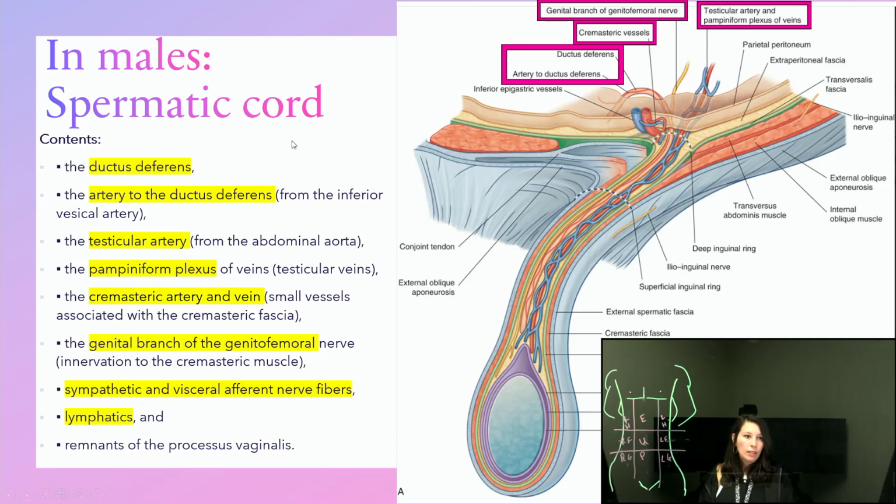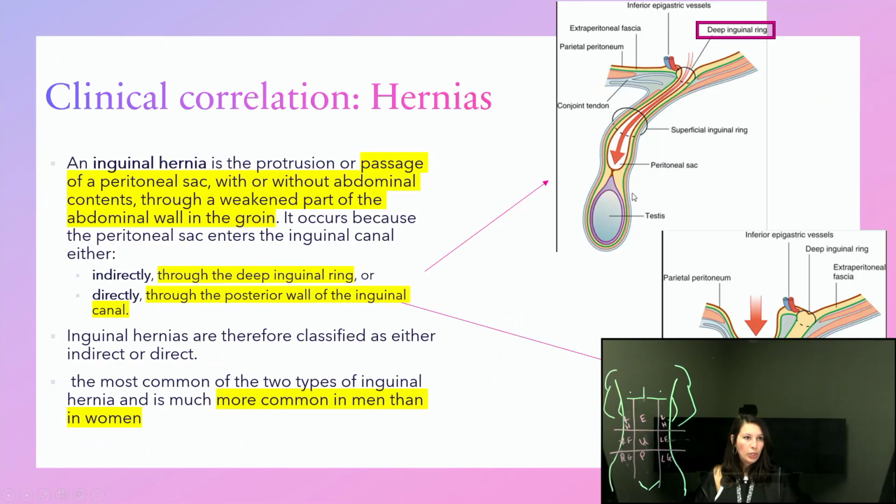In males, here I have included the spermatic cord details. Some of the things that you're going to see in the spermatic cord include the ductus deferens, testicular artery, the pampiniform plexus of veins, super important, cremasteric artery and vein, the genital branch of the genitofemoral nerve, and we have some innervation as well and lymphatics in there. Most important is the ductus deferens, like I said, a super important structure there.